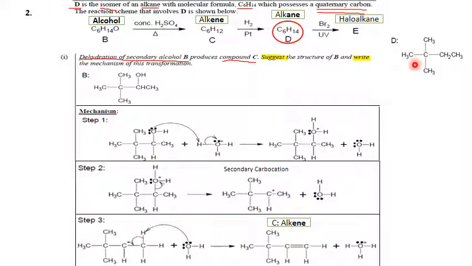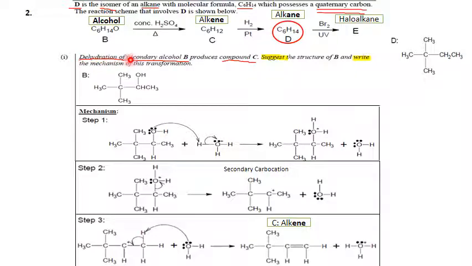Because the given information is quaternary carbon, this C will attach with 4 alkyl groups. After I attach the 4 alkyl groups, we check 1, 2, 3, 4, 5, 6, meaning that there are 3 methyl groups and another one is ethyl. So this is the structure D. Once I successfully draw the structure D, I can proceed to the next.